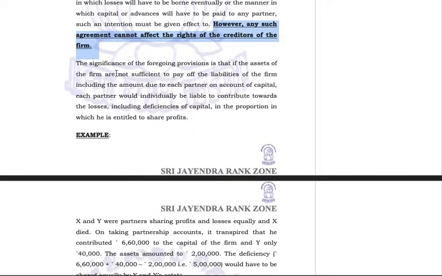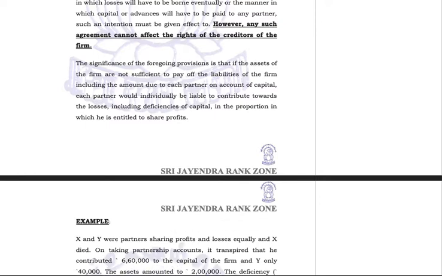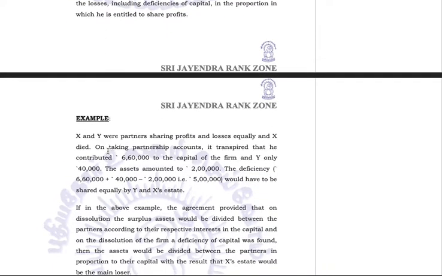The significance of the foregoing provisions is that if assets of the firm are not sufficient to pay off the liabilities of the firm, including the amount due to each partner on account of capital, each partner would individually be liable to contribute towards the losses, including deficiencies of capital, in the proportion in which he is entitled to share profits. So, whatever proportion one is entitled to share profits, in the same proportion he will have to contribute towards the share of losses.